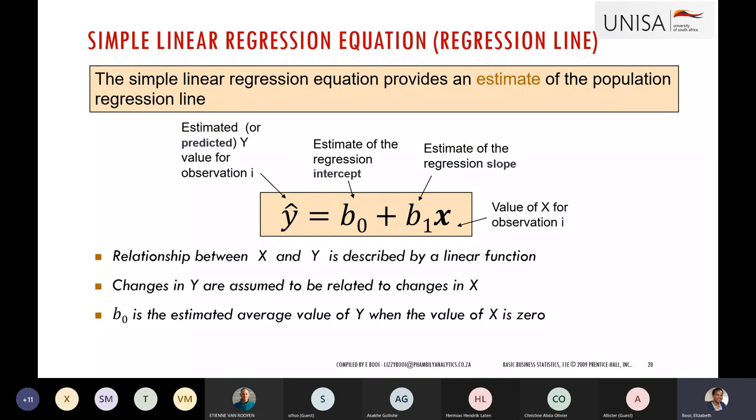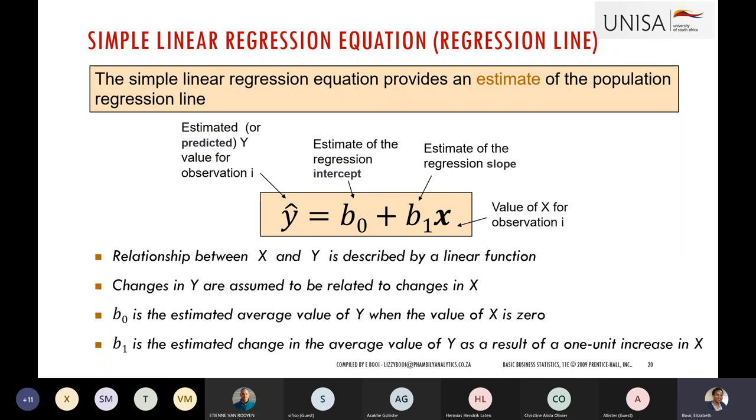The value of B0 is the estimated average of Y when X equals 0, and I think I've just explained it just now. And the value of B1 is the estimated change in the average value of Y as a result of a one unit increase in X.